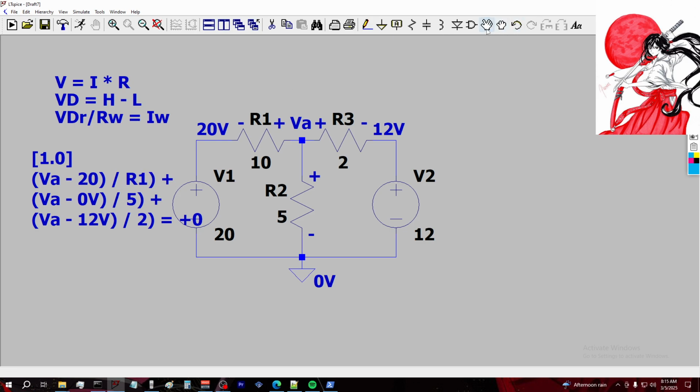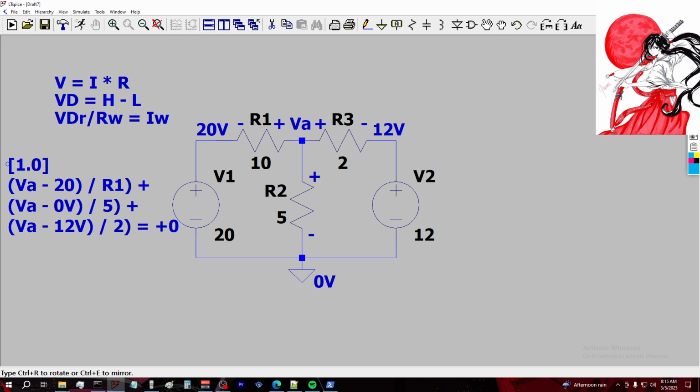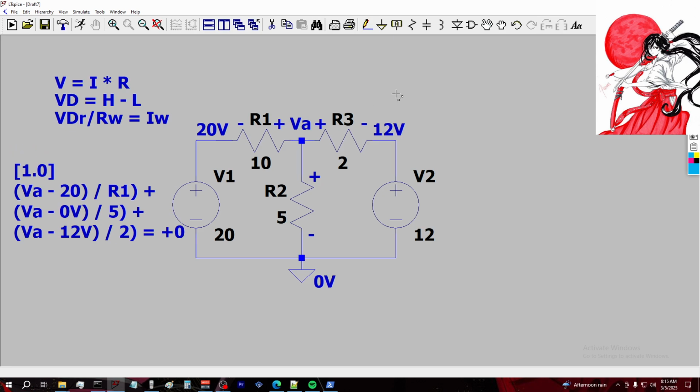Let me see if I can move this over a bit just so it's not in the way. All right, here we go. So all of that is going to be equal to 0, right? So now what we can do is just solve, using basic algebra.